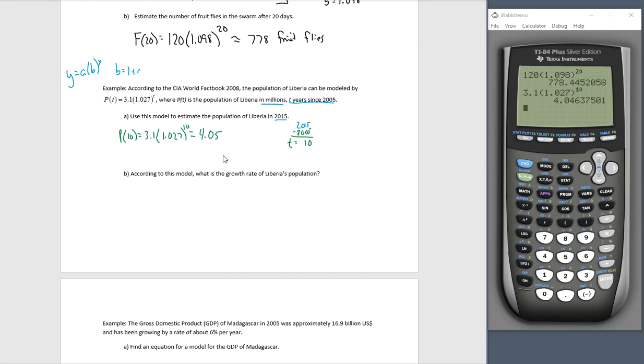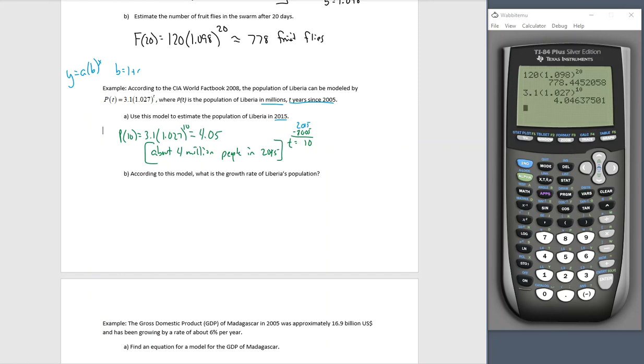I'm going to call that 4.05. I'm going to round to 2 decimal places. But does this mean there's 4 people in Liberia? No, it's in millions, right? There's about 4 million people in Liberia in 2015. All right. And we could check the books and see if that was true or not.